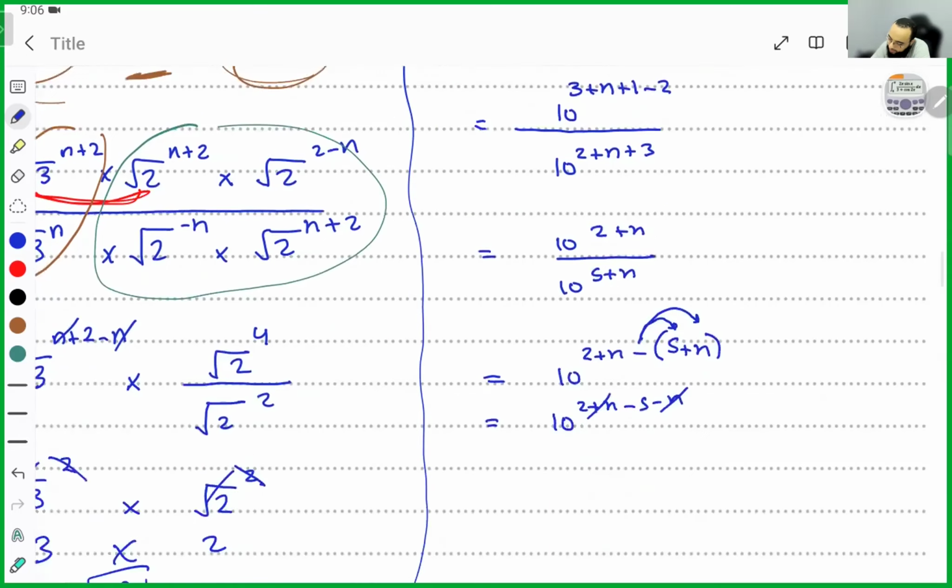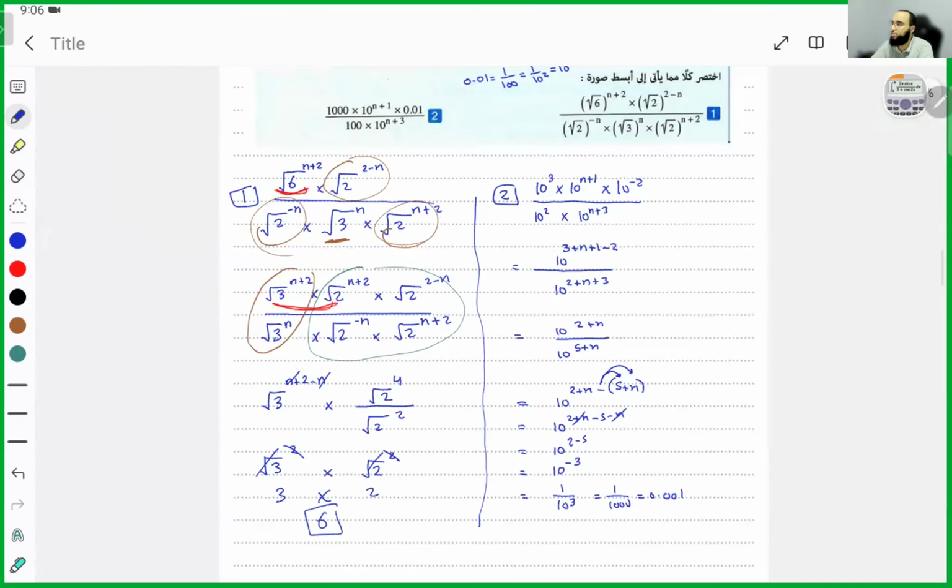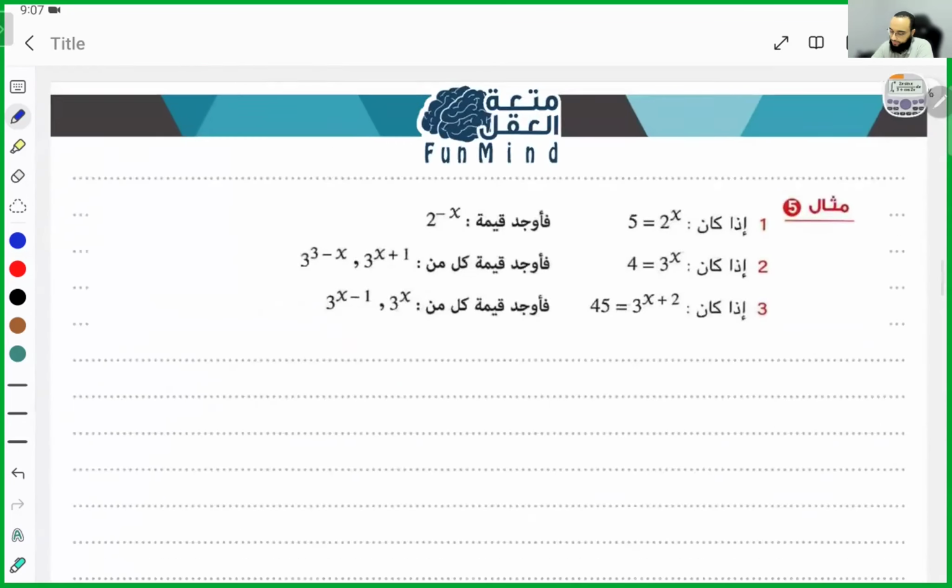Now n equals 0. It's 10 power of 2 minus 5, which is 10 power of negative 3, which is 1 over 10 power of 3, which is 1 over 1000, which is 0.001. All of them are correct. Any problem? No. Let's get the next.